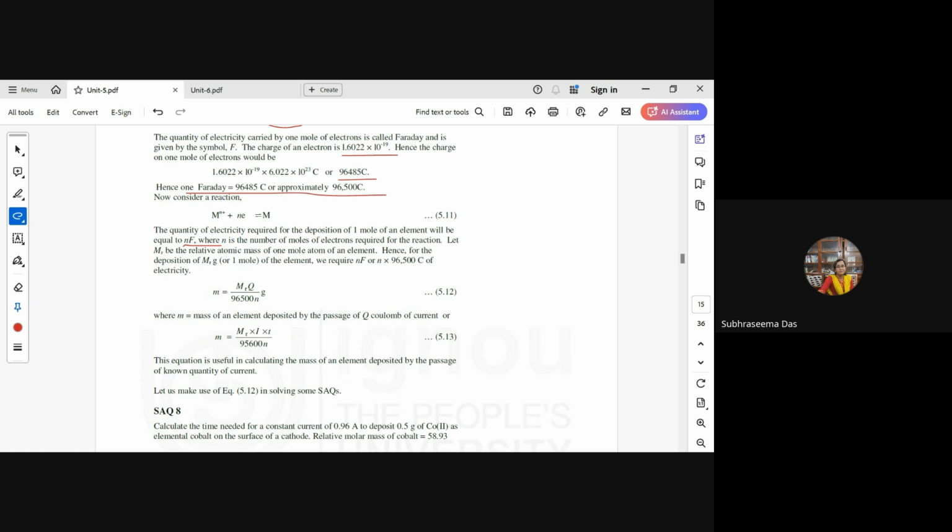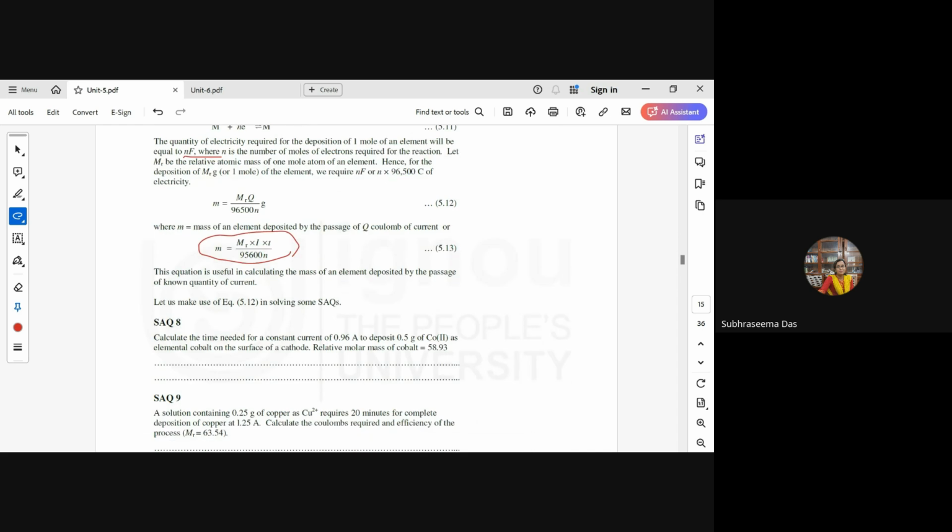That is, small m is equal to the relative atomic mass into Q by 96500 into small n number of moles gram. Arranging the above equation to find out the mass of an element that is deposited by the passage of Q coulomb, we write it as Mr into I into t by 96500 n. This equation is very useful for the calculation of the deposition of a mass of an element by the passage of a known quantity of current.